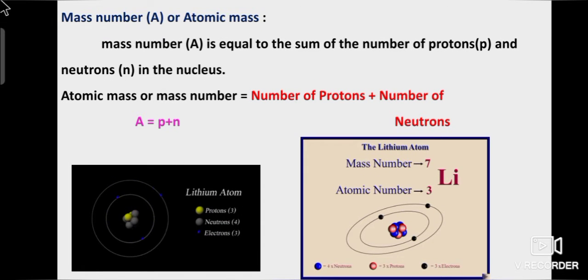Next, we will learn about mass number. Mass number is equal to the sum of the number of protons and neutrons in the nucleus. It is denoted by capital A. Otherwise called atomic mass. Atomic mass or mass number is equal to number of protons plus number of neutrons. So A is equal to P plus N.